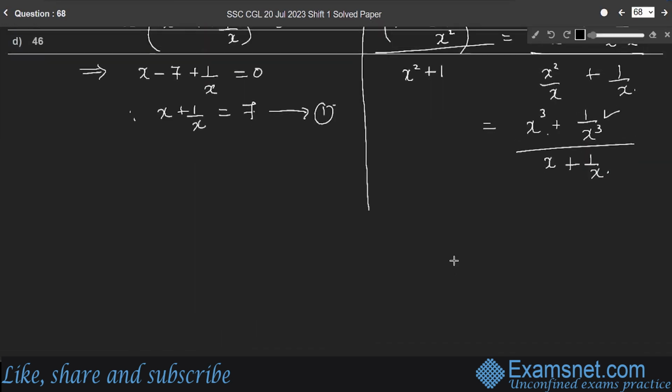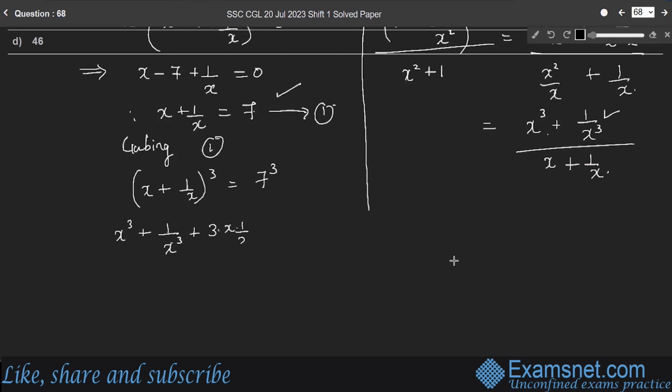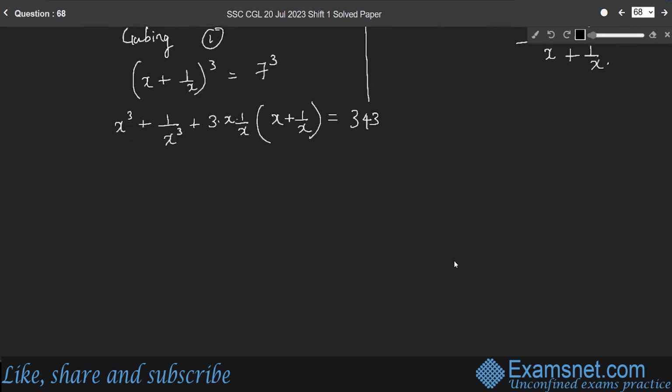For that, let us cube both LHS and RHS in equation 1, right? So cubing equation 1, it becomes x plus 1 by x the whole cube is equal to 7 cube, right? Therefore, the LHS part is in the form of a plus b whole cube, which is a cube plus b cube plus 3 times ab, 3 times x into 1 by x into a plus b. Here a is x, b is 1 by x, right? Is equal to, what's the value of 7 cube? Which is 343. Simplify it, right?